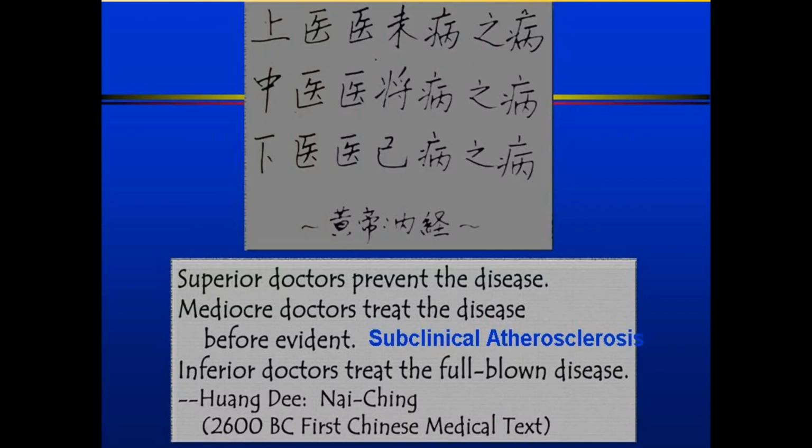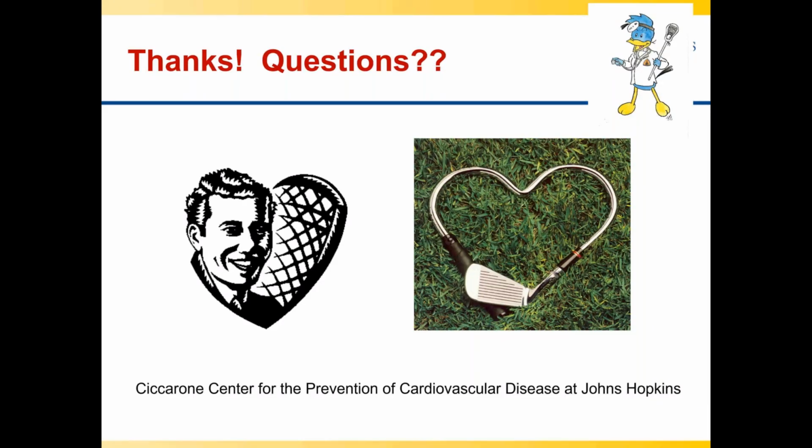So, in summary, I like this quote. We all want to be superior doctors and prevent disease. That's why we're here at this prevention conference. We certainly don't want to be inferior doctors and wait till the disease is full blown, because as you know, the first manifestation of cardiovascular disease can be sudden cardiac death. So if we can't be superior doctors, let's at least be mediocre doctors and try to treat the disease before it becomes clinically evident. And that's where subclinical atherosclerosis comes in. And so I thank you for your attention.